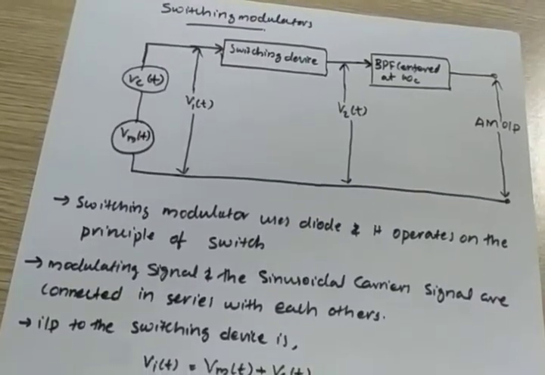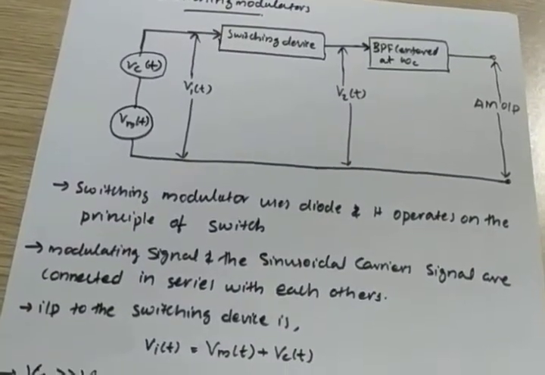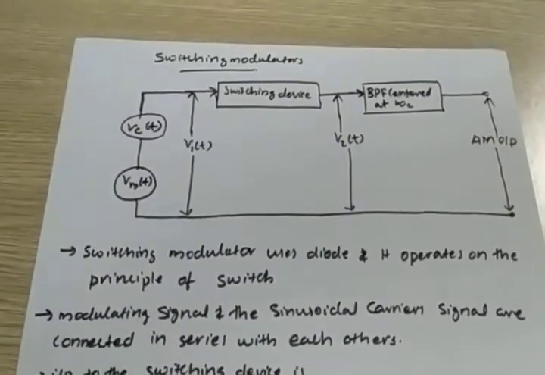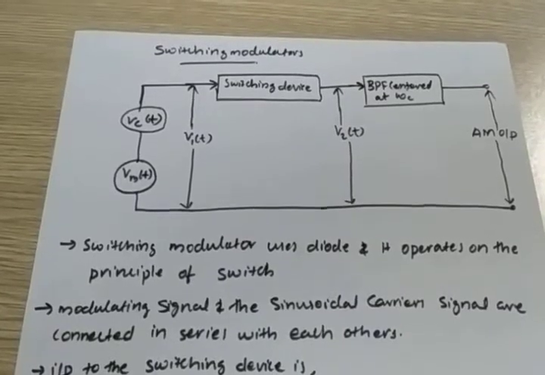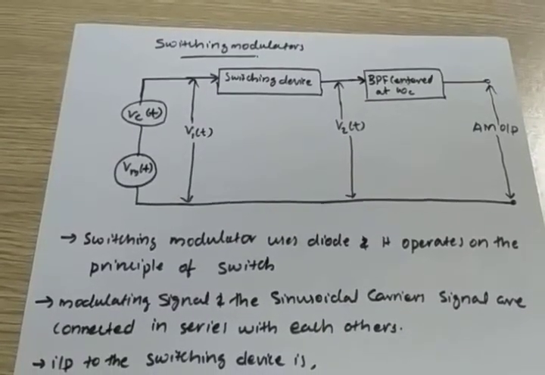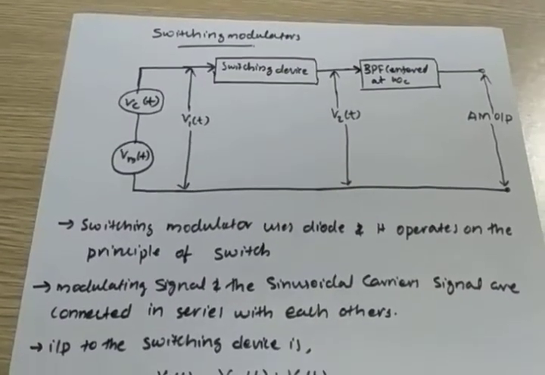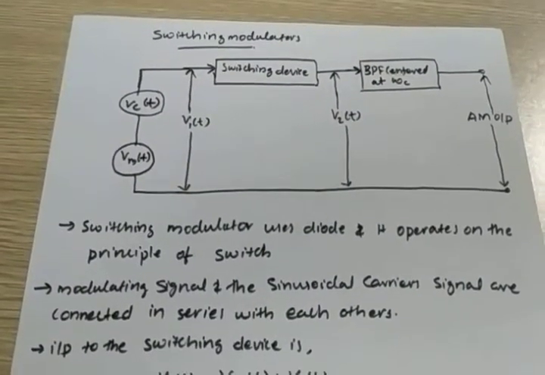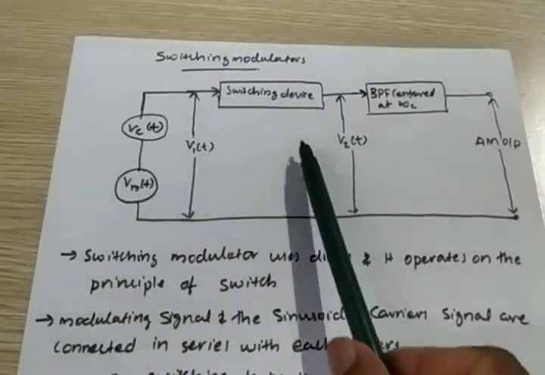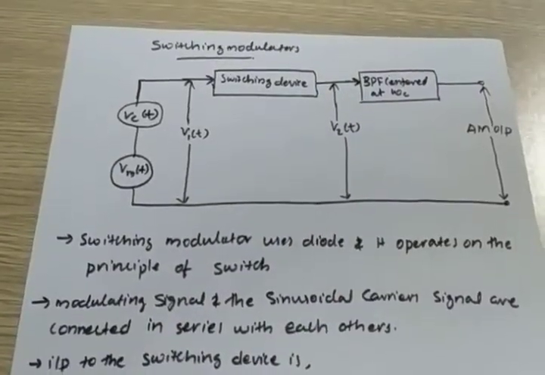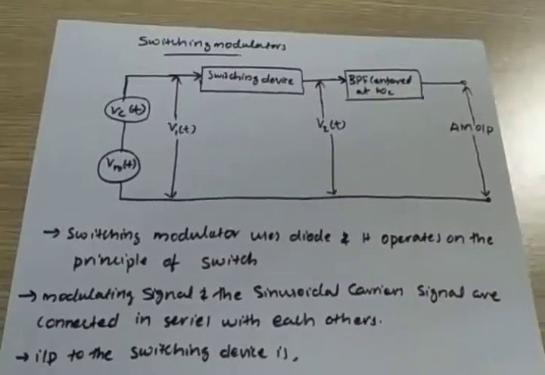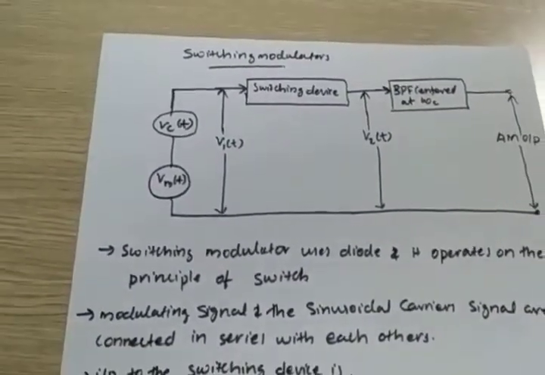So here we discuss AM modulation. In that, the switching modulator is the circuit. A switching modulator uses a diode and it operates on the principle of a switch. So here you can see that a diode is there, a switching device. This diode acts as a switching device.